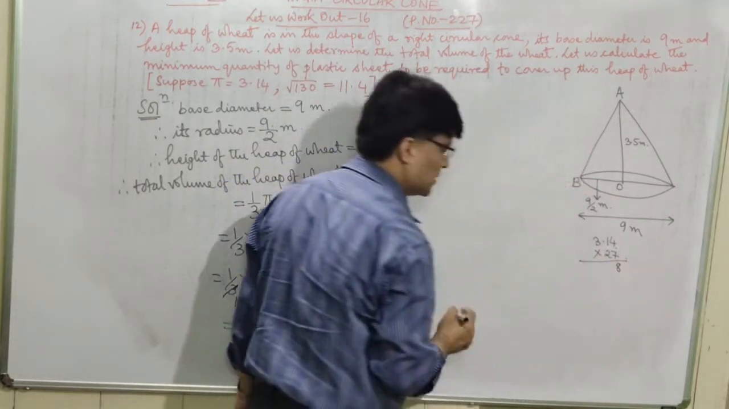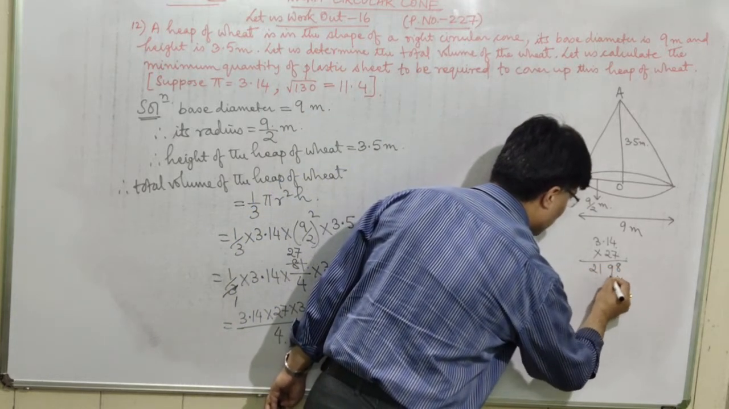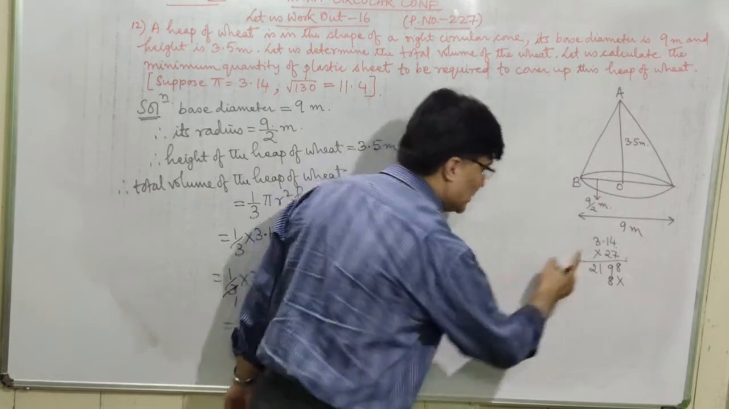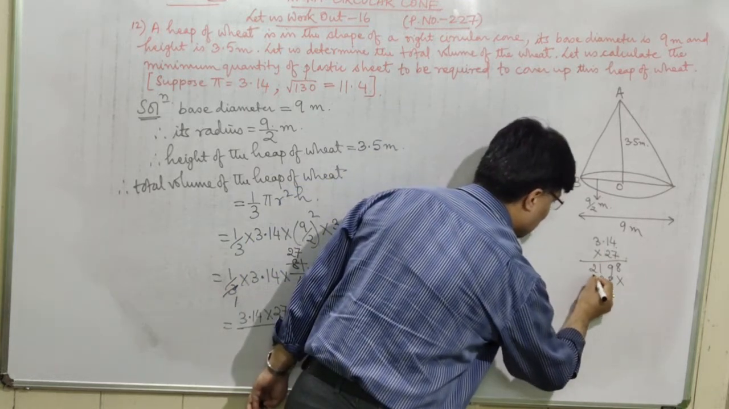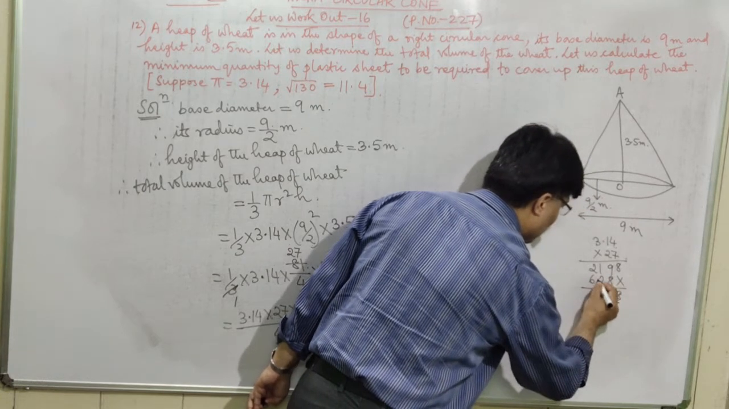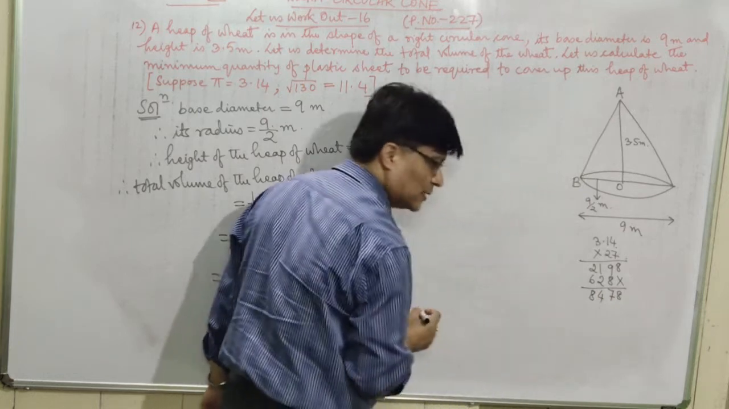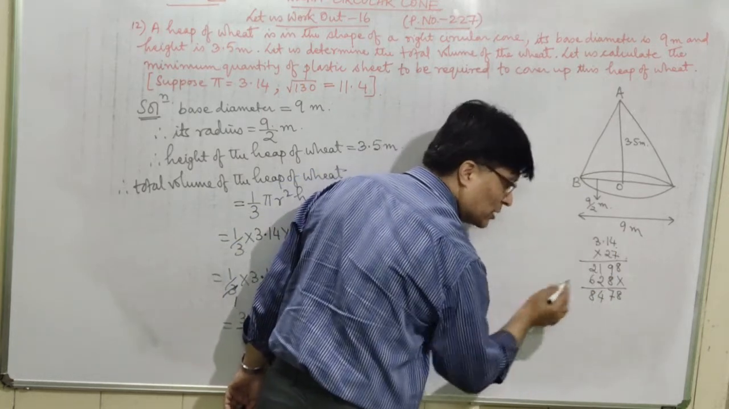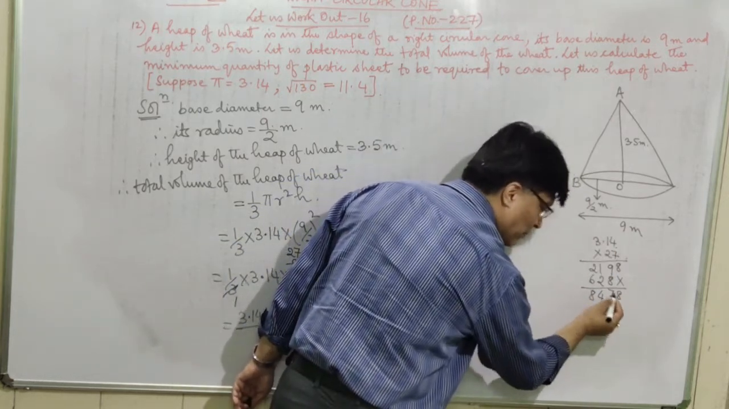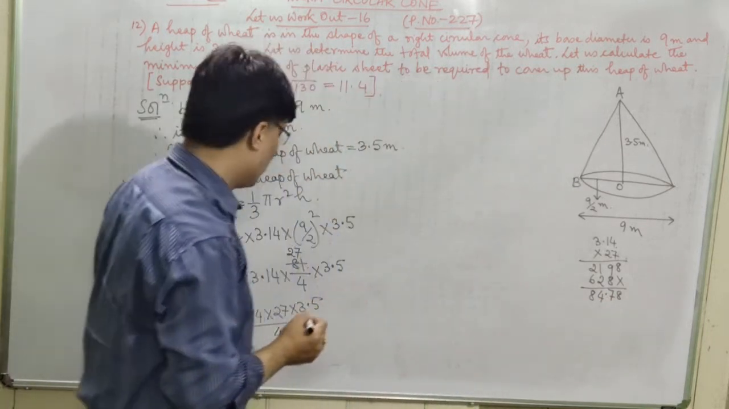7 4s are 28. 2. 7 1s are 7 plus 2 is 9. 7 3s are 21. 2 4s are 8. 2 1s are 2. 2 3s are 6. So it is 8. 9 plus 8 is 17. 7. 1. 1 plus 1 is 2. 2 plus 2 is 4. 6 plus 2 is 8. So after the decimal point there are two figures. You have to write down the decimal point before two figures from the end. So it is 84.78.